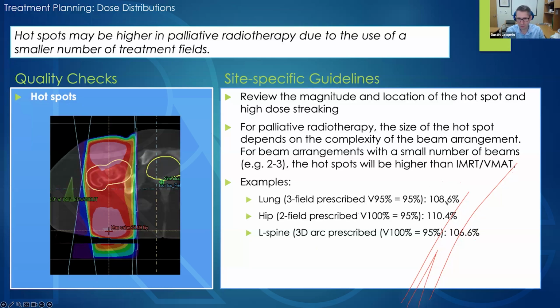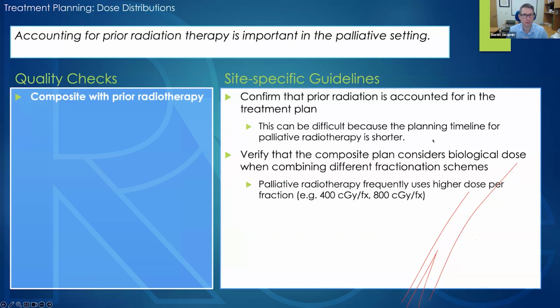Some of the plans I'm showing you here are 108%, but normalized at that 95% coverage level. So if we were going to V100, this would be more like a 114% hotspot, and 110, 106. This 3D arc tends to give you a little bit lower hotspot because it's more conformal and more uniform. But any sort of 2 or 3 field arrangement is probably going to have some bigger hotspots. And that's okay. That's sort of typical of these plans.